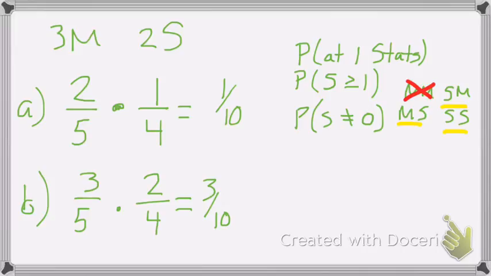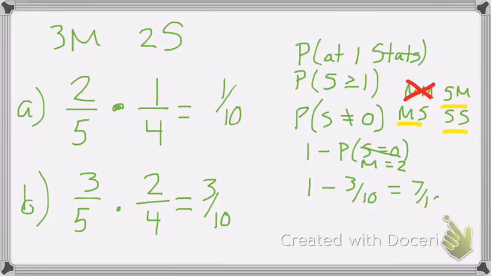So greater than or equal to 1 is basically saying that at least 1 means it's not none. Well, that probability of not being equal to 0 is 1 minus the probability that I do end up with 0 stats students, which is the same thing as saying I end up with 2 math majors. Well, we've already found the probability of ending up with 2 math majors was 3/10, so the answer for C would be 1 minus 3/10, which is a 7/10 probability.